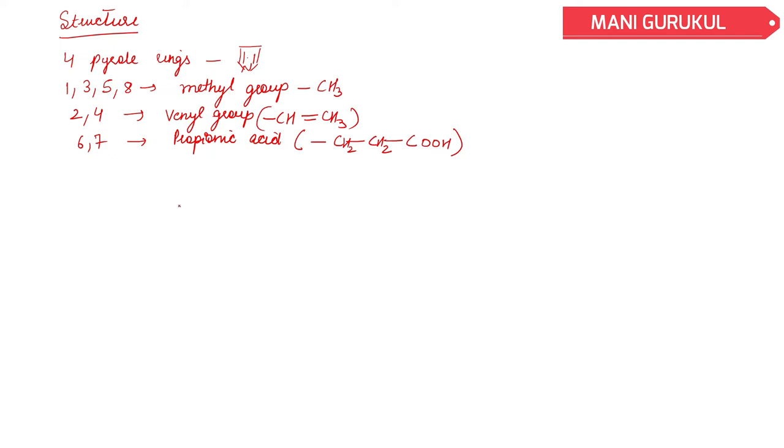So how to draw hemoglobin? First of all, we will write 4 N: 1, 2, 3 and 4. We have written 4 N, and then we will draw this. Then we will draw this.